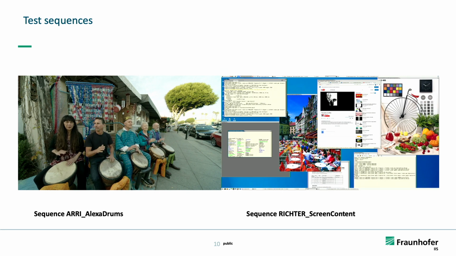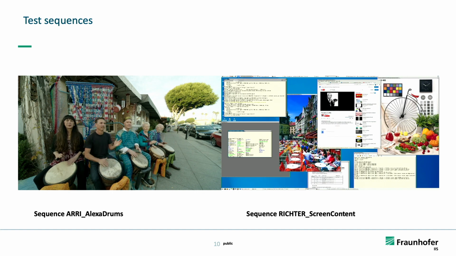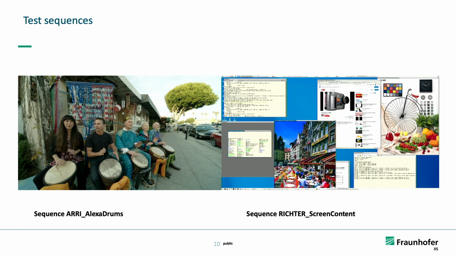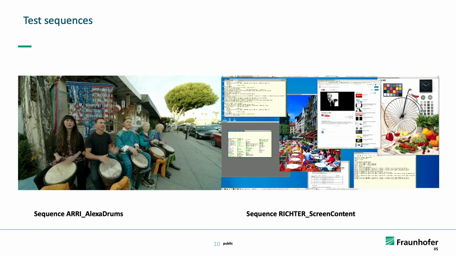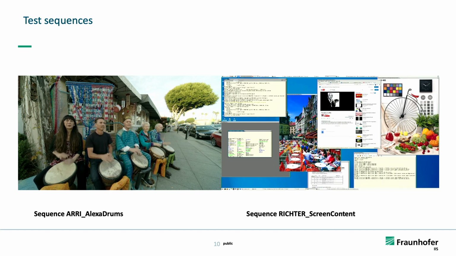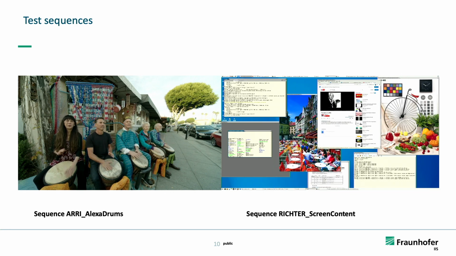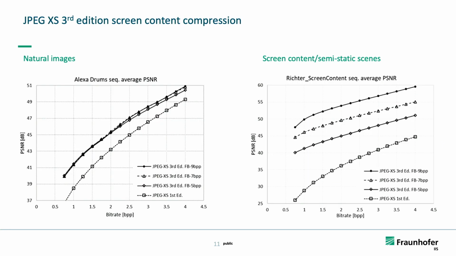And here you can see now the test sequences we use. On the left-hand side, you see a more or less static background, and people who make music on drums. And on the right-hand side, you see screen or mixed content. But what is critical here on the right-hand side is that you will also move the windows on this.